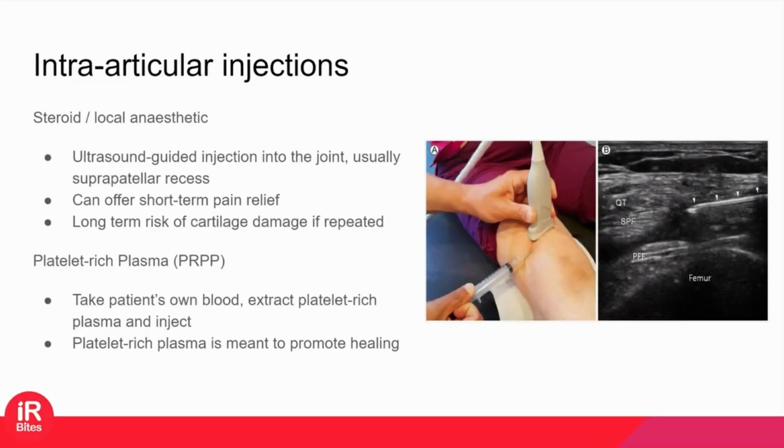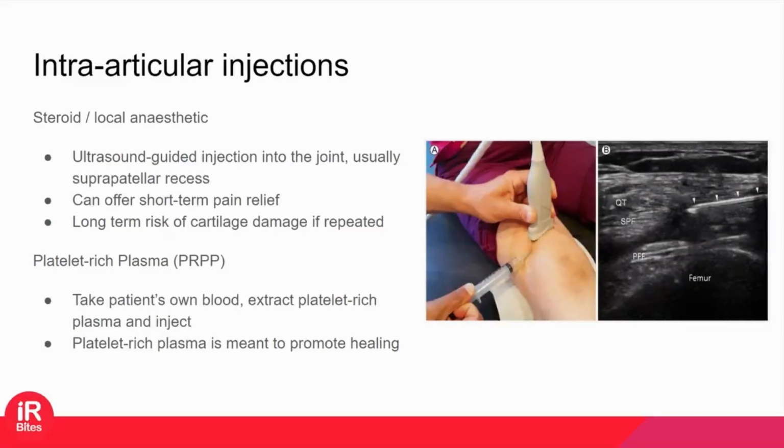So what you usually do is you find the suprapatellar recess. It's an area of joint fluid just above where you'd expect the joint to be, and you inject into there because that is in communication with the joint. Sometimes it can be hard to see the joint itself unless there is an effusion, because if there's a joint effusion, it's a bit bigger and you can hit the target a bit easier. And that's why it's the suprapatellar recess that's usually targeted. As I mentioned, it gives decent short-term pain relief, but you can't use it long-term because of the risk of damage to the cartilage and impairment of the healing process.